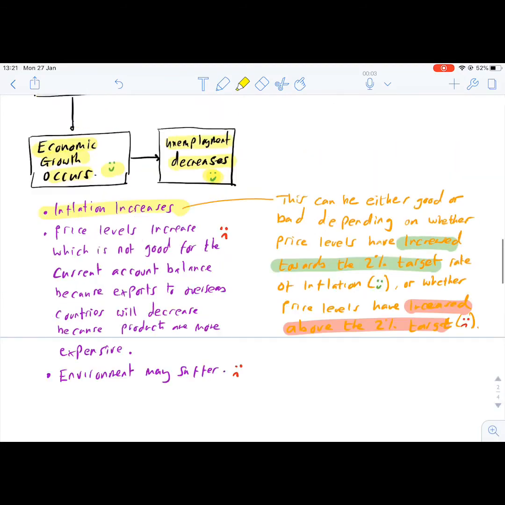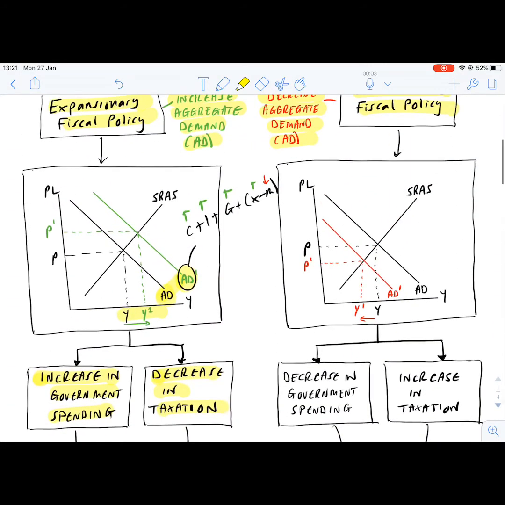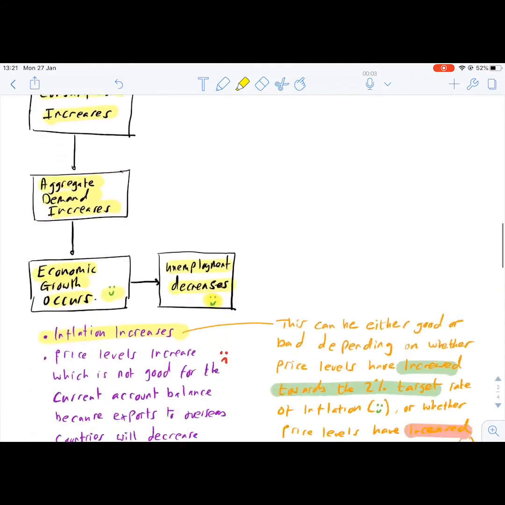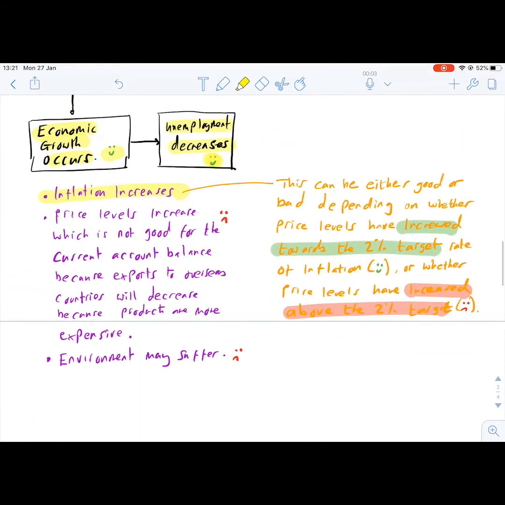Inflation increases. You can look at the diagram. Inflation increases from P to P1. Is this good or bad? Well, this depends on whether price levels have increased towards the 2% target rate of inflation, which is positive, or whether price levels have increased above the 2% target, which is negative.